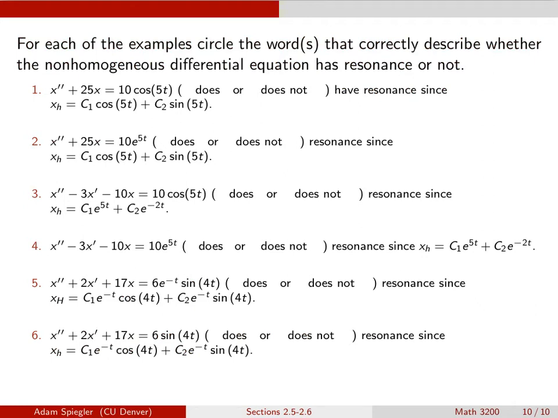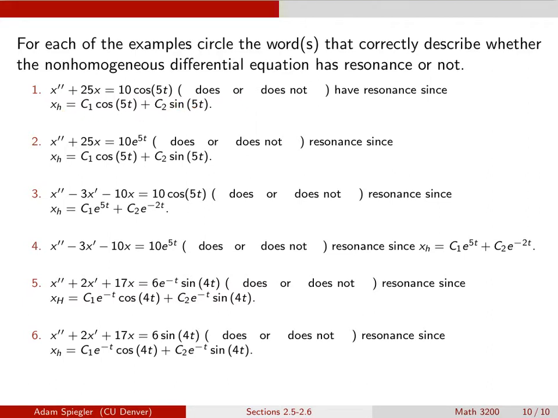So now we've got 6 different examples of a non-homogeneous differential equation. And so really I just want to focus on identifying whether or not there is resonance between the forcing function and the homogeneous solution. So I've solved all the homogeneous part for each of these. So in question number 1, x double prime plus 25x, this would be the homogeneous solution.